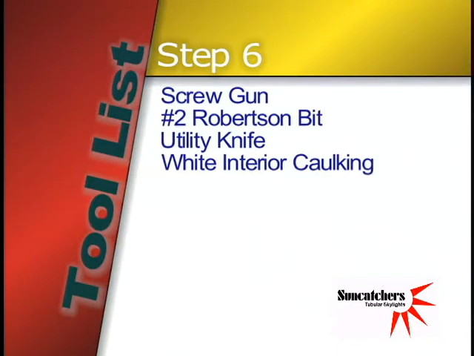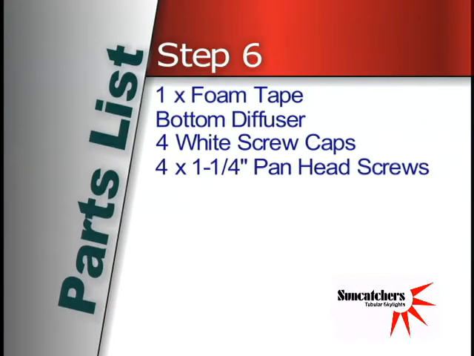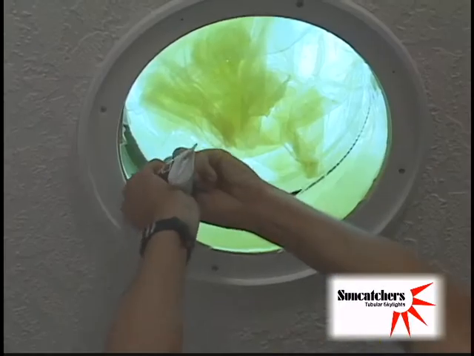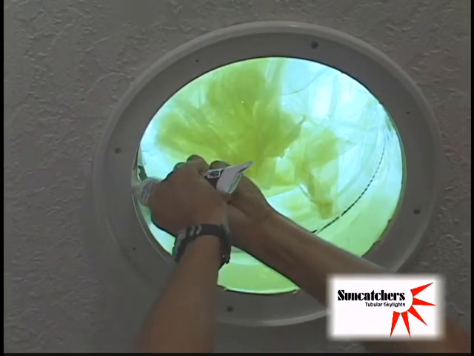Step 6. Tools list. Put a small bead of caulking between the white ring and the pipe to ensure a tight seal. Remove any protective liner left in the pipe.